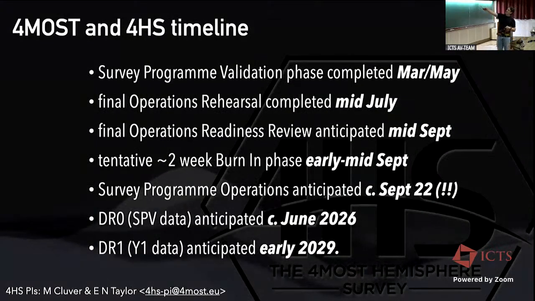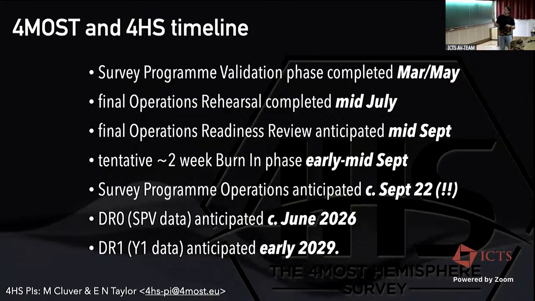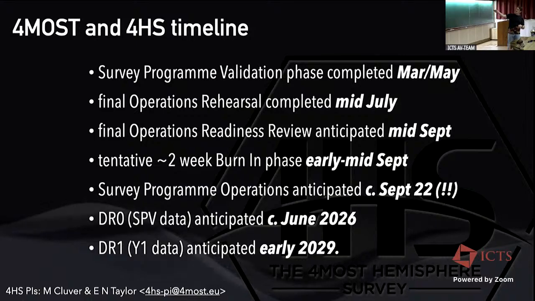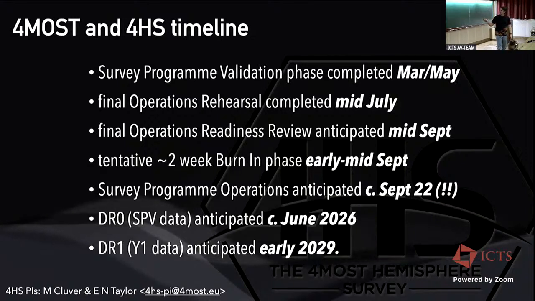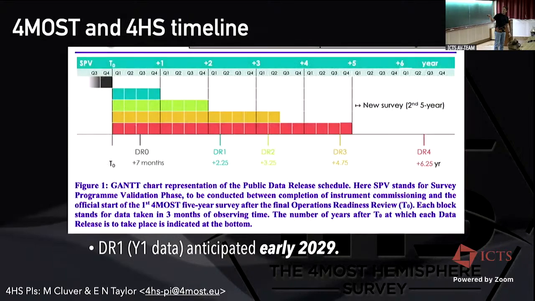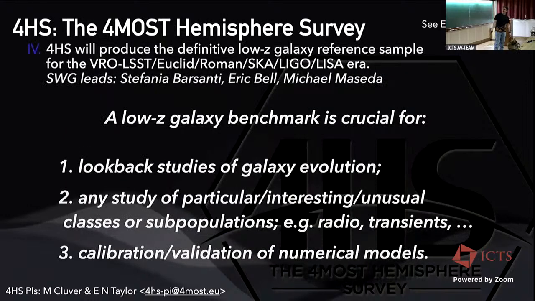So where are we? The SPV completed a couple of months ago. We had our final operations rehearsal a couple of weeks ago. The operation readiness review, so signing off the documents and all of those sorts of things, is anticipated in 5 or 6 weeks. I love that they call it the burn-in phase. That's 2 weeks of survey operations, and then they'll just dump the data. That's anticipated early mid-September, so we begin in about 6 weeks. The first full year of data will be released in early 2029.